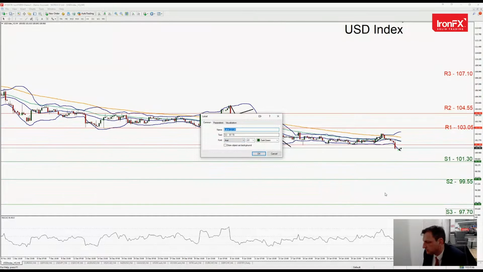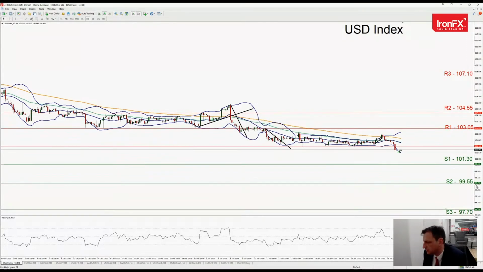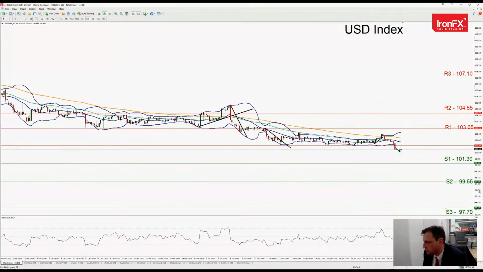Making a start. Give me a sec. Let's widen this a little bit even further. Let's replace all the labels.